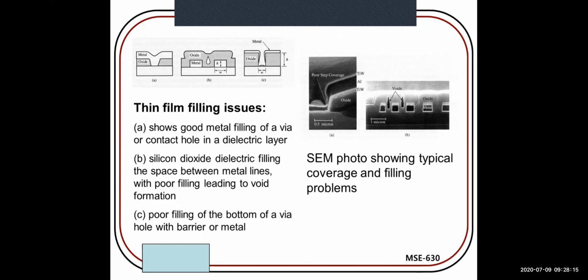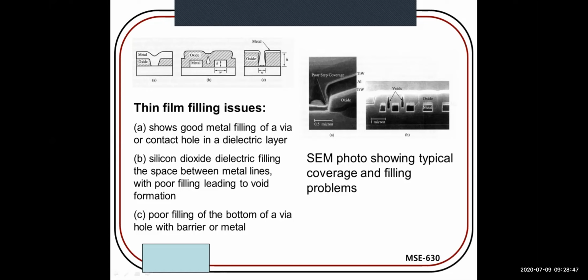Here you can see this is metal coating, this is outside coating, and here is the defect. This portion is a defect. This shows good metal filling of a wire or contact hole in a dielectric layer. And in case of B, you can see this is the defect: silicon dielectric filling the space between metal lines, with poor filling leading to a void. So this is a void in the thin film coating, and this isn't required when you deposit the thin film.